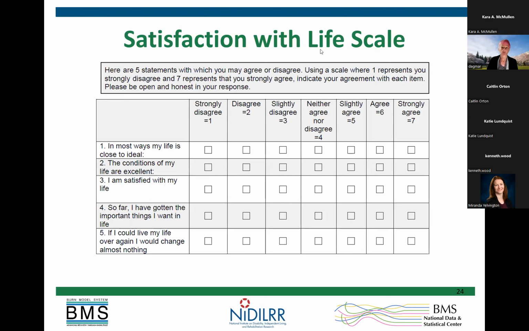Here's what the original scale looks like. This includes the fifth item. The item says, if I could live my life over again, I would change almost nothing. And some of our participants with traumatic injuries considered that item almost offensive and sometimes refused to answer the item. It also seems to be independent of these other four items, and therefore we dropped it from our administration.